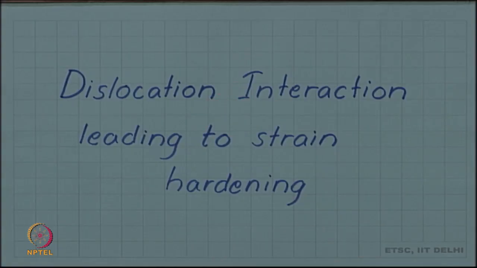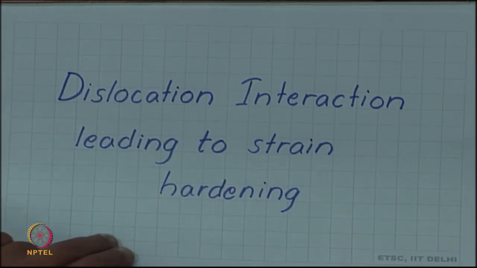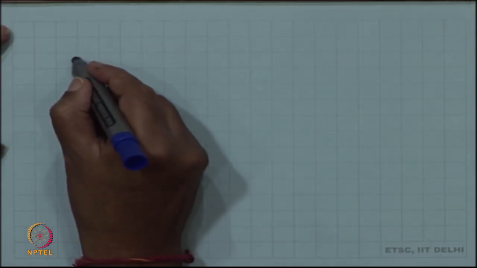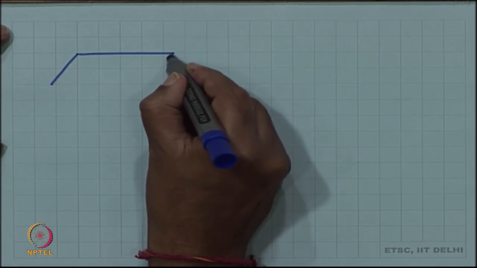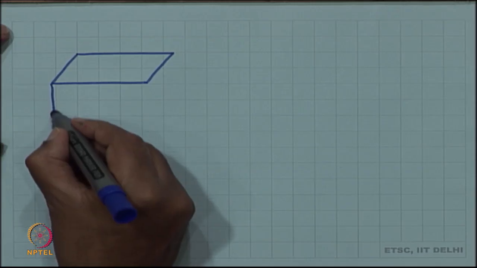In the last video, we mentioned a dislocation interaction which leads to interference between the motion of two dislocations, and that leads to strain hardening. So, let us look at a specific example to make this idea clear. Let us take as an example a face centered cubic material. You remember face centered cubic material.